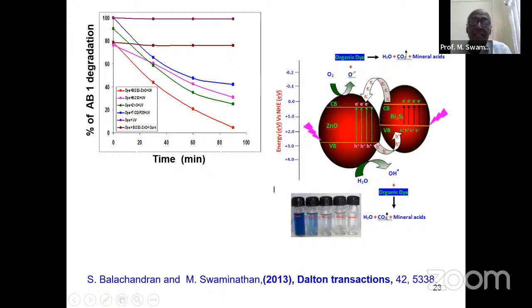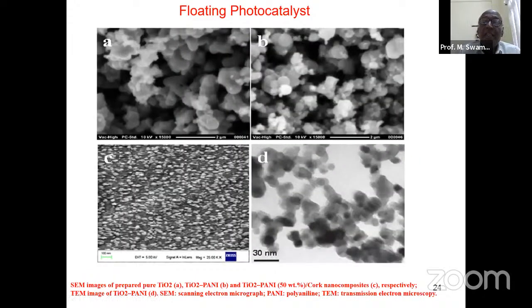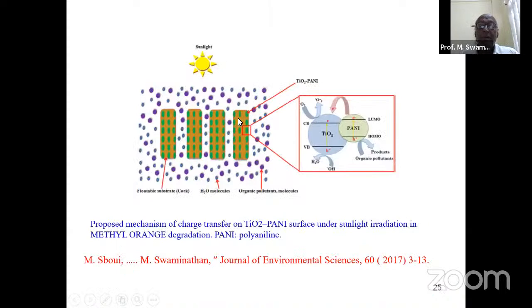We also prepared a catalyst called a floating catalyst. You know that some pollutants are floating pollutants. Another advantage of the floating catalyst is that the light can directly fall on it, so it will be more active, with sunlight and other things. We prepared a TiO2 polyaniline composite and incorporated it on cork. You can see this is a cork. The TiO2 polyaniline is incorporated on the cork, and this is found to be very efficient in the degradation of toxic chemicals, as a floating catalyst.